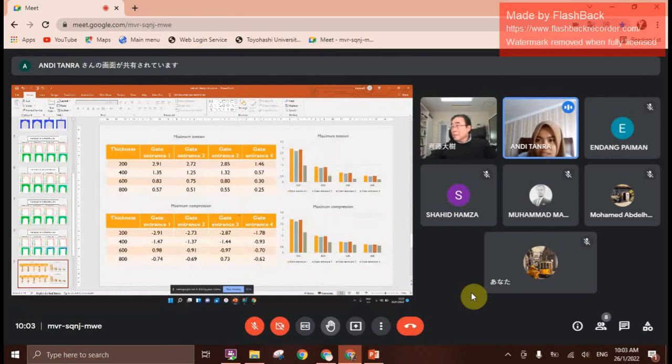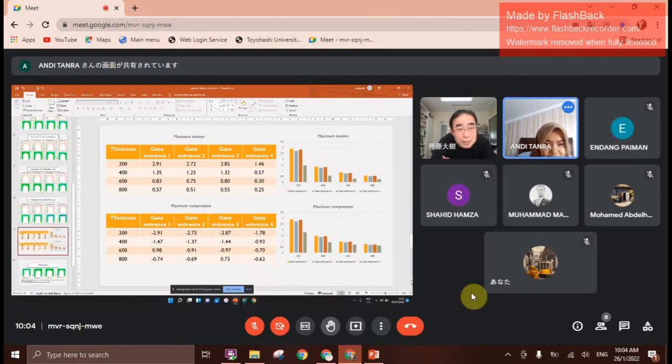I put in here all the result of simulation, and then the first is gate entrance 4, and then gate entrance 2, and then 3 and 1.